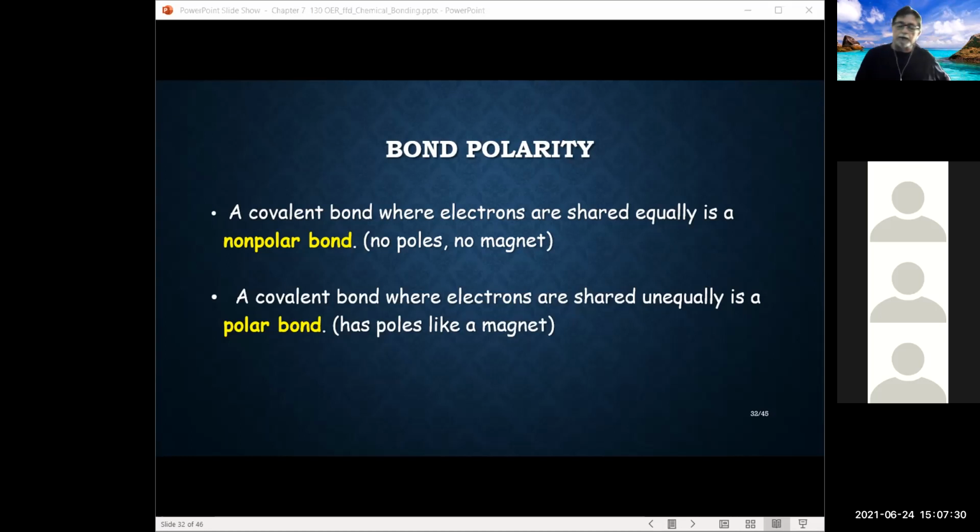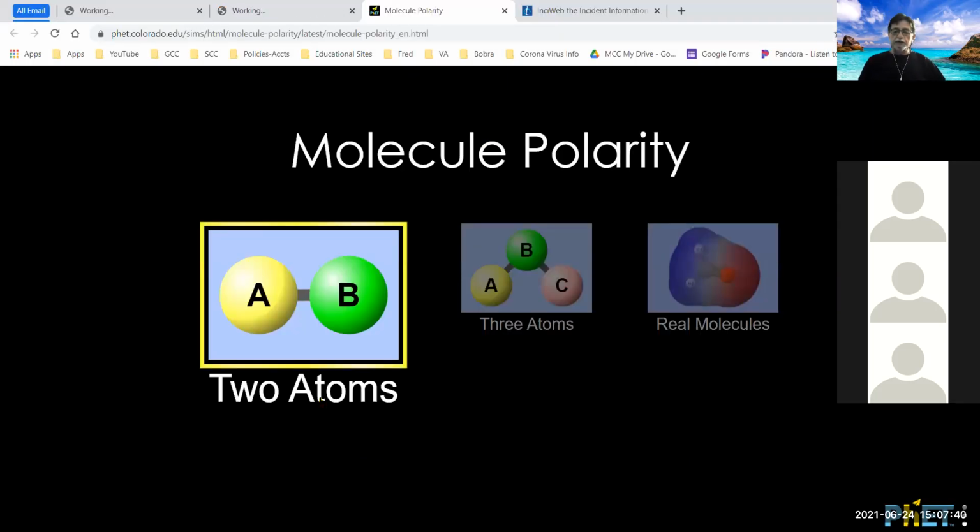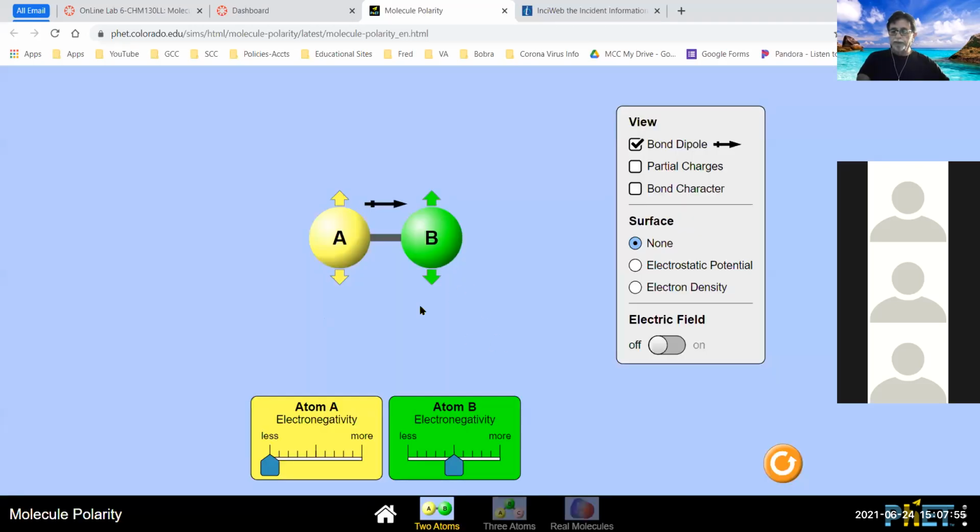Okay. It's called molecular polarity. So you may want to use this as a guide to help you understand the concept of polarity. If you pluck it, it has its own modules. Select the one called molecular polarity, and I'll select the 2-atom one. In this case, I have 2 atoms, A and B, and I have a scale down here at the bottom.